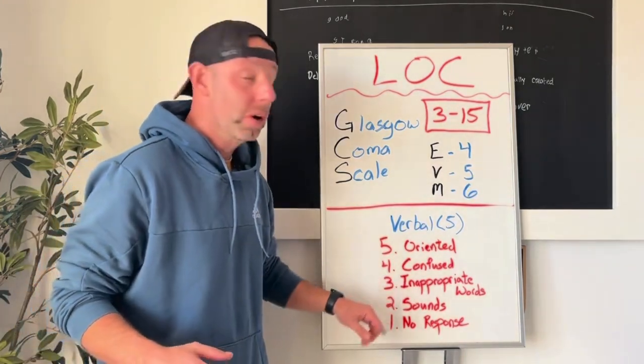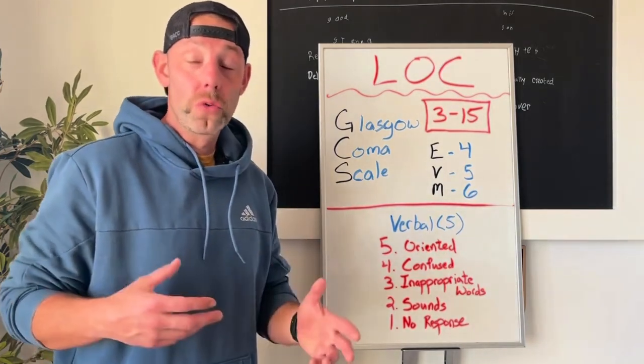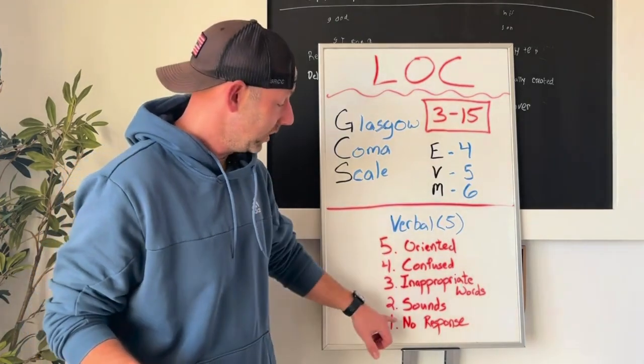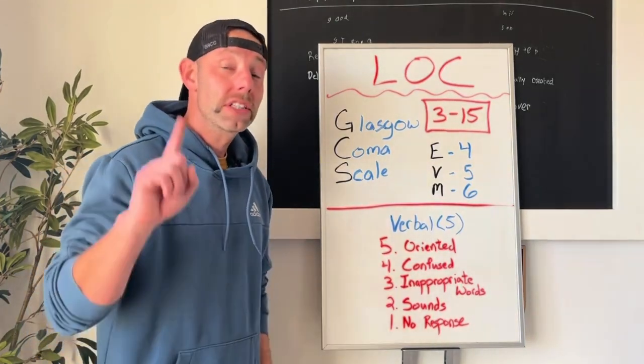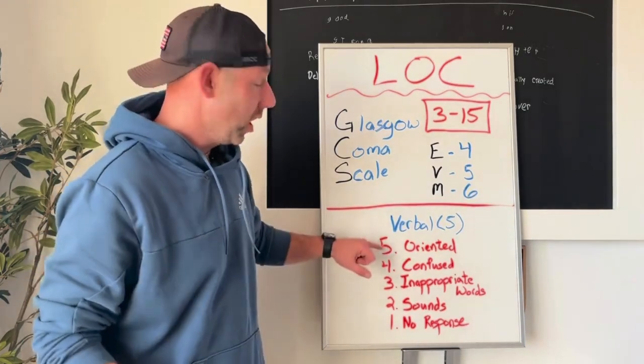Next, we're going to go to sounds. They're just inappropriate sounds. They're not saying words, maybe just moaning, groaning, where they're responding to you, but it's non-coherent. And then last, no response. No response is just 1 point. Remember, they always get at least 1 point. The higher up, the better.